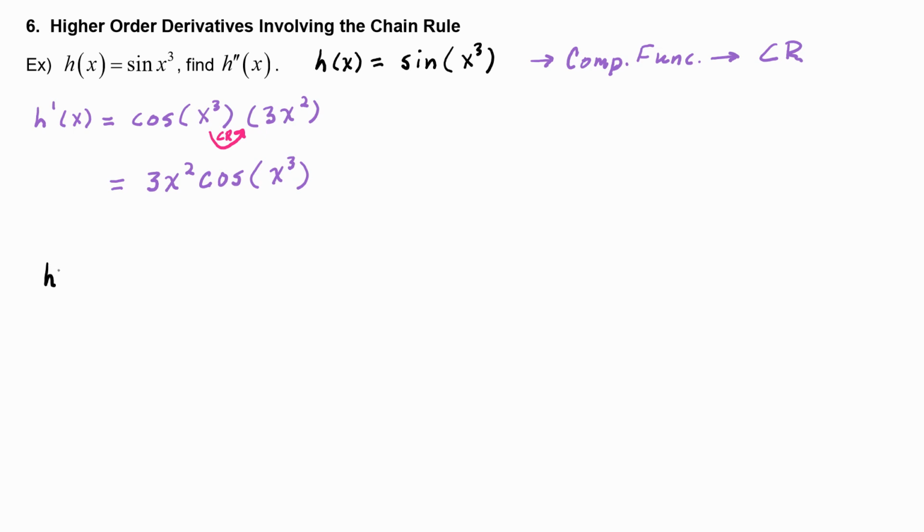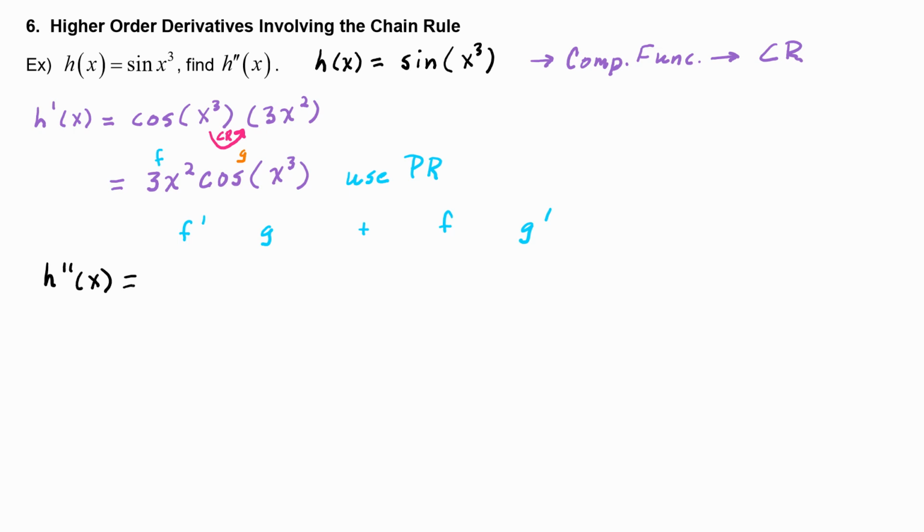Now, to find h double prime of x, we have to find the derivative of h prime of x, and we notice right away that this is a product. We have this function times this function. So we are going to have to use the product rule, and we will let 3x squared be f and cosine of x cubed be g. Then to find h double prime of x, we will need to do f prime g plus f g prime.